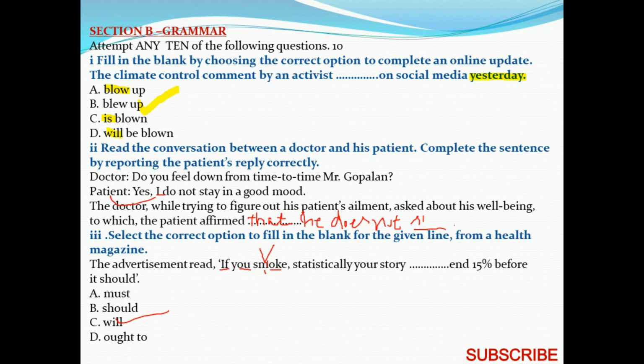Now we come to third question. Select the correct option to fill in the blank for the given line from a health magazine. The advertisement read, if you smoke, statistically your story dash and 15% before it should. Now I just give you one trick. If you smoke, it is present, so the effect will be in future. Like if you smoke, statistically your story will end 15% before it should. So will is the correct answer.